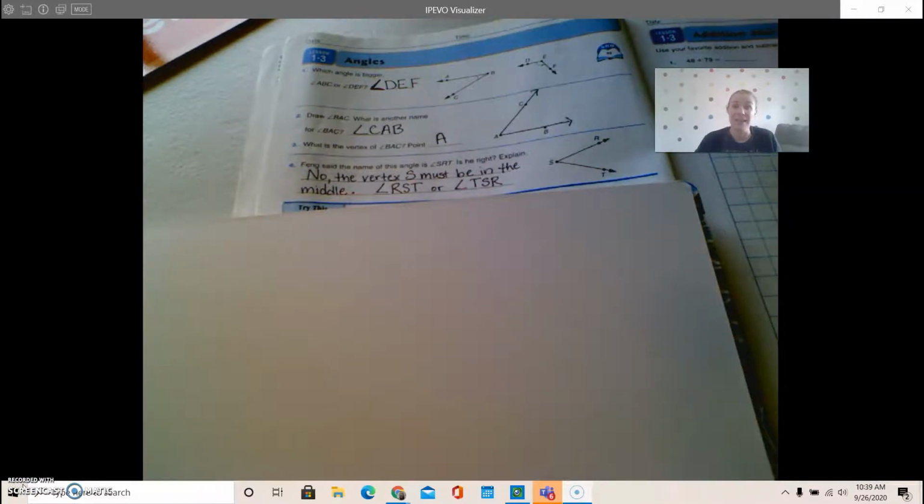Okay, let's go over number 4 now. It says, Fang said the name of the angle SRT. Is he right? Explain. So no, the vertex S must be in the middle. So the way that he wrote it cannot be correct. Remember that we want to go from one point of the ray to the middle point to the other side. So the two correct answers could be RST or TSR. Now, just remember, if you're not getting these right, that's okay. This is practice. We're practicing to make sure that we understand what we've learned.